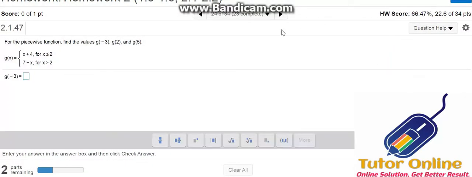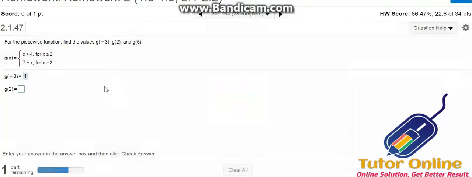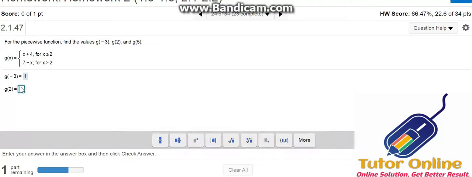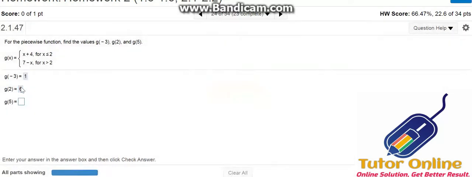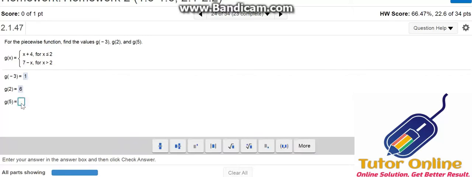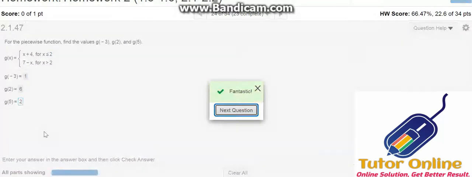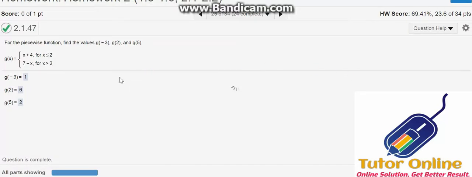So our next question is, for the piecewise function, we will find the values of g of minus 3, g of 2, and g of 5. As g of minus 3, where x is less than or equal to 2, we will put in x plus 4. Minus 3 plus 4 is equal to 1. Let's check. That's excellent. G of 2, less than or equal to 2, I will again put in x plus 4, which is equal to 6. Because we can't put in 7 minus x, since that is for x greater than 2. For g of 5, we'll put 7 minus 5, which is equal to 2. Fantastic. Next question.